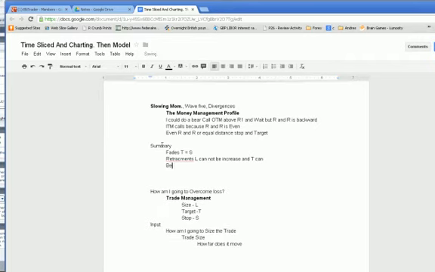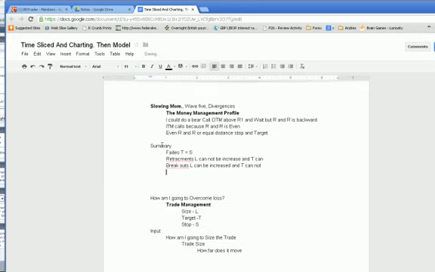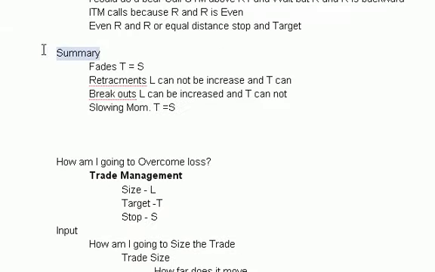Breakouts, it's okay to do this. L can be increased, and T cannot. Okay, and then we have slowing momentum. L and T and S equal. Okay, that's our summary of that.